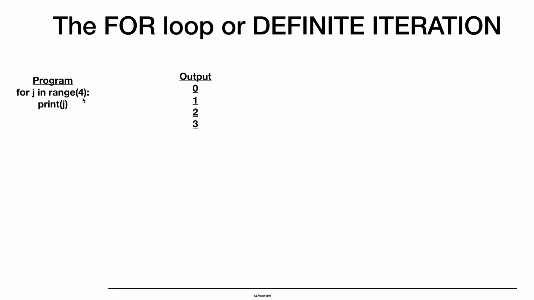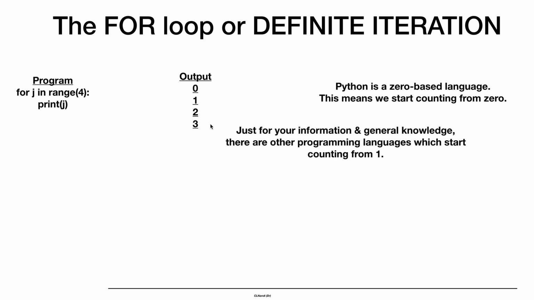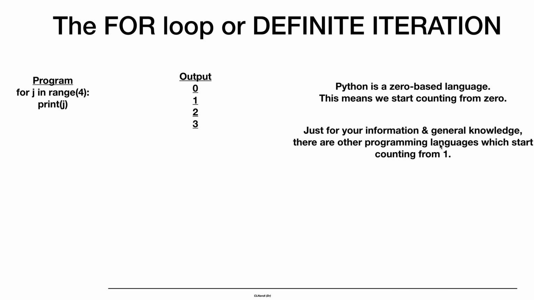Note a kind of quirk of the for loop in Python. If you've got 4 here, it stops printing 1 before the 4, so it prints up to 3. Note that Python is a 0-based language, which means we start counting from 0: 0, 1, 2, 3. And just for your information and general knowledge, there are other programming languages which start counting from 1.